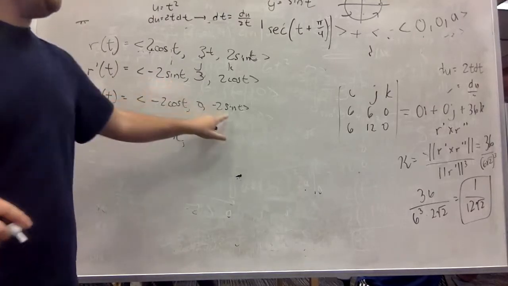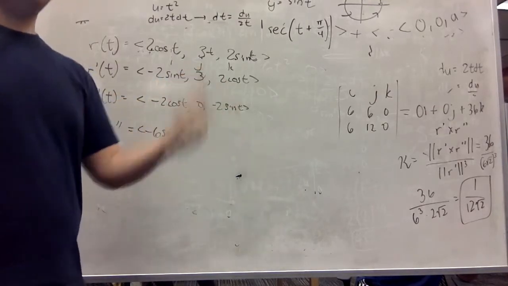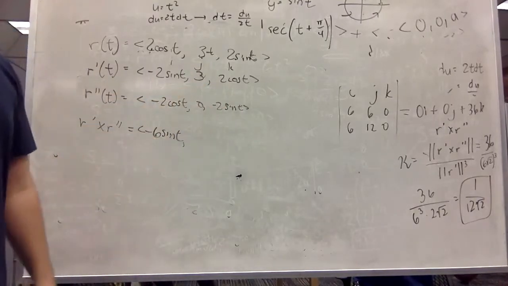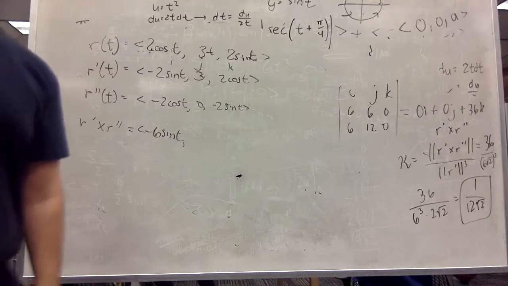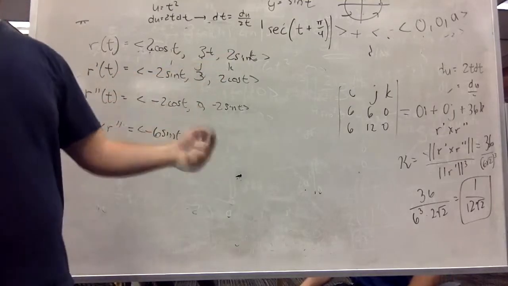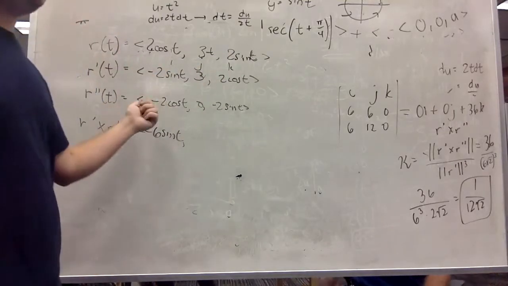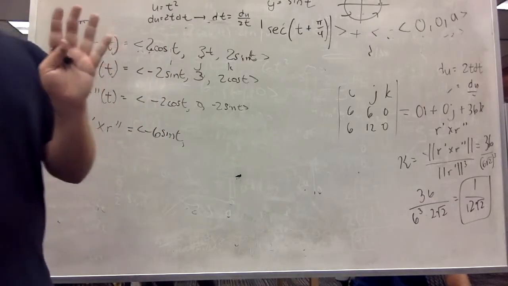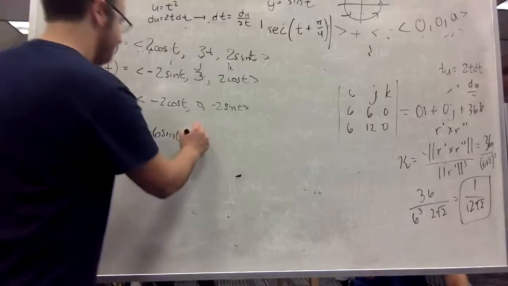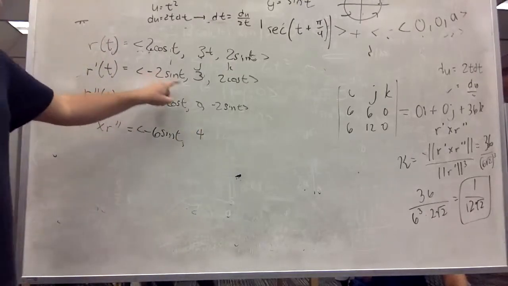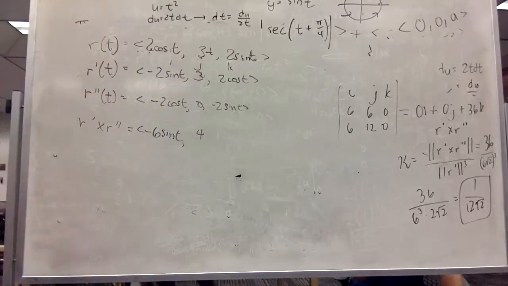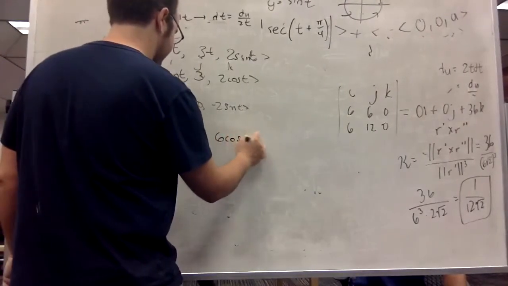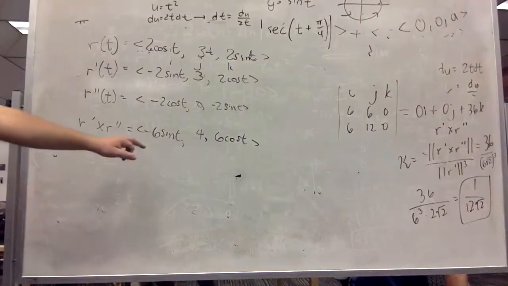What's negative 2 sine t times negative 2 sine t? Positive 4 sine squared. What's 2 cosine t times negative 2 cosine t? That's negative 4 cosine squared, but this is a back diagonal, so you're going to subtract it. It's going to be plus 4 cosine squared. What's 4 sine squared plus 4 cosine squared? 4. Don't tell me and say 8. Yeah, 4, right? Good. And then this 0, 3 times this is going to be negative 6 cosine. It's going to become a plus 6 cosine. We'll get the magnitude of that in just a second.